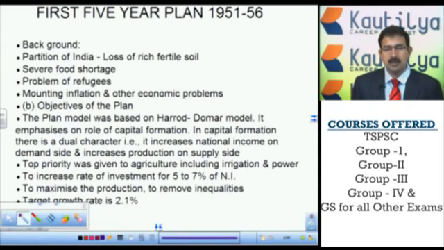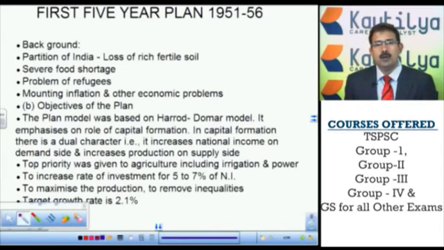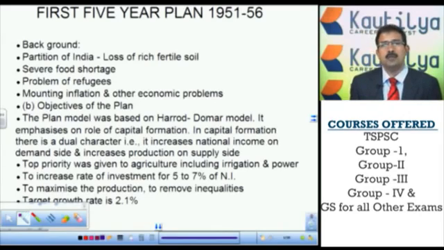First of all, I suggest you should have a ringside view of all the 12 5-year plans, meaning you have to see certain similarities between these plans, and the entire set of plans first of all has to be divided into planning before reforms and planning after reforms. This is the first division.